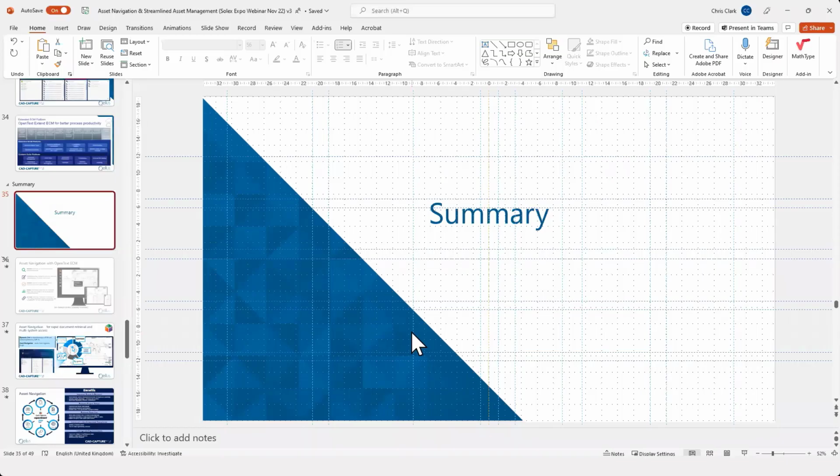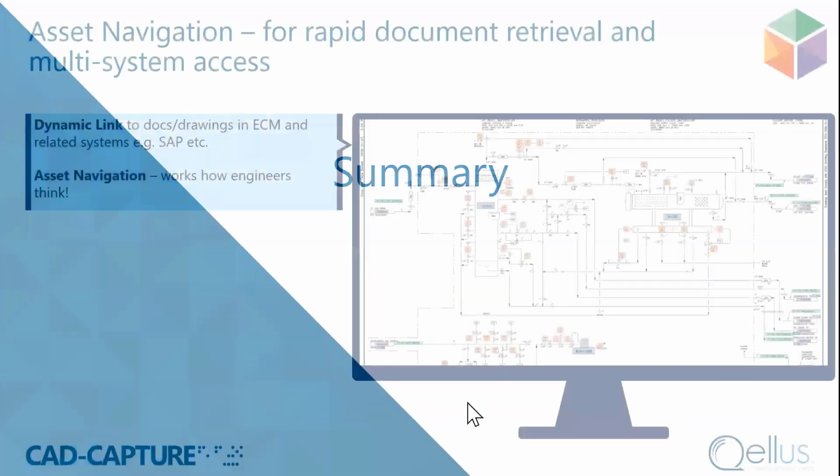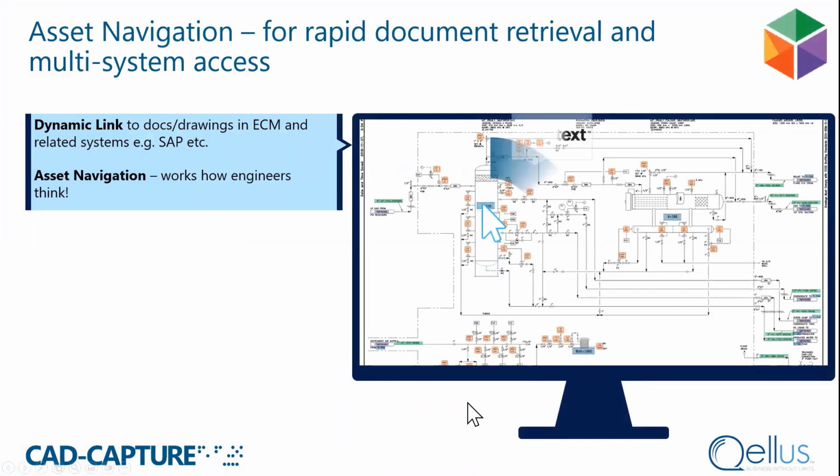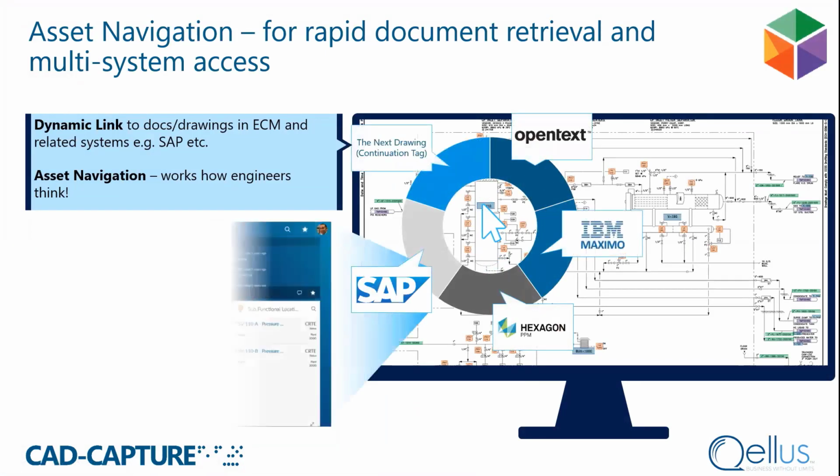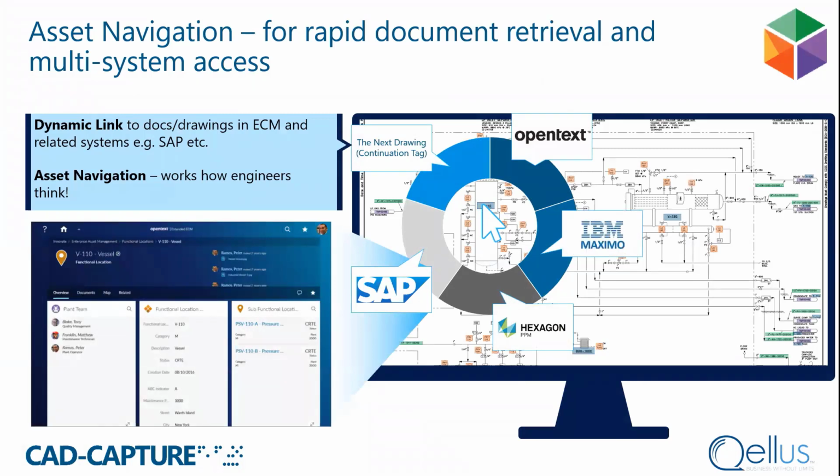Okay, thank you, Swati. Going back to the slide deck. In summary, what we're showing you today is asset navigation for rapid document retrieval and multi-system access. I think it's that last part, the multi-system access, that can really deliver a huge amount of value. As Swati and Michael showed you, the fact that we can take the information from the drawing and make that available can vastly improve the visibility of the information from the drawings to the lead system and vice versa.